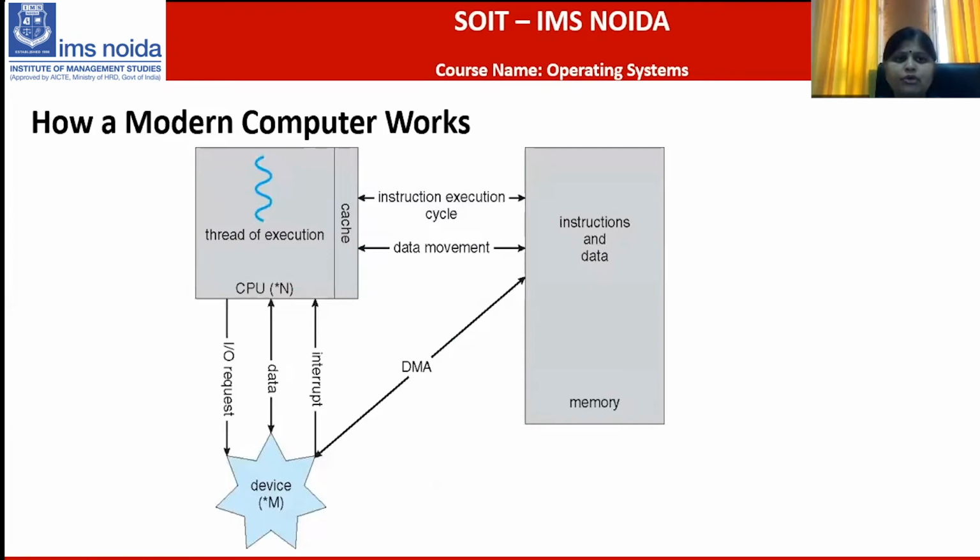When we talk about how a modern computer works, this block diagram comes into the picture. The instruction execution cycle exists between memory and CPU, as well as data movement between the memory and CPU. Devices and CPU are connected with input-output requests, data, and interrupts. A device can directly access the memory through DMA.